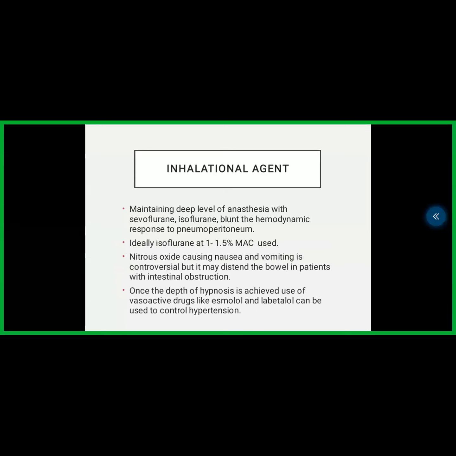Then for maintenance of hypnosis, you could maintain hypnosis using propofol-based TIVA or even using inhalational agents like sevoflurane and isoflurane, and these agents blunt the hemodynamic response to the pneumoperitoneum. Ideally, isoflurane at 1 to 1.5% can also be used to maintain hypnosis in these patients. Nitrous oxide causes nausea and vomiting, and I've already talked about this. Then once the depth of hypnosis is achieved, vasoactive agents like esmolol and labetalol can also be used to control the hypertension that might occur intraoperatively.